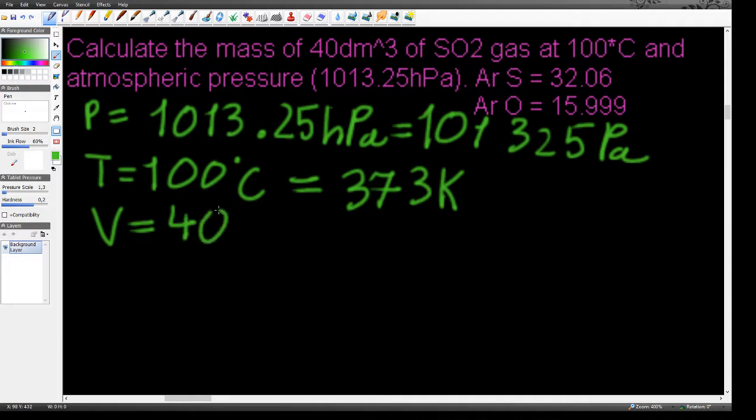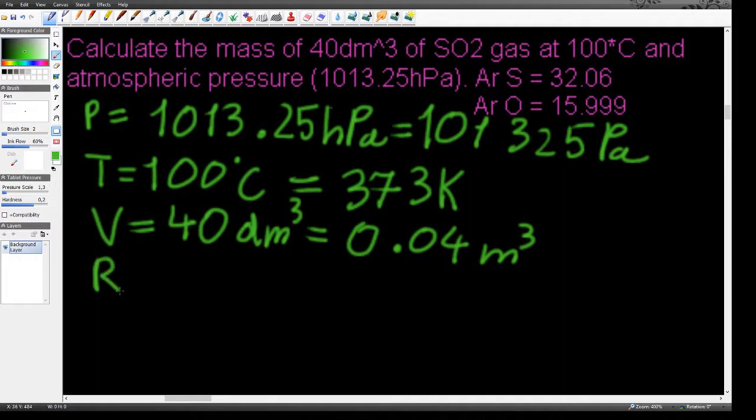Now that we've done that, we also know that we've got a volume of 40 decimeters cubed. But that's not really what we want. We want the volume in terms of meters cubed. Now, 1 meter cubed is 1,000 decimeters cubed. So I'll divide by 1,000 to get 0.04 meters cubed, and we're almost there. Now remember, the gas constant is always 8.31 joules per mole per Kelvin.